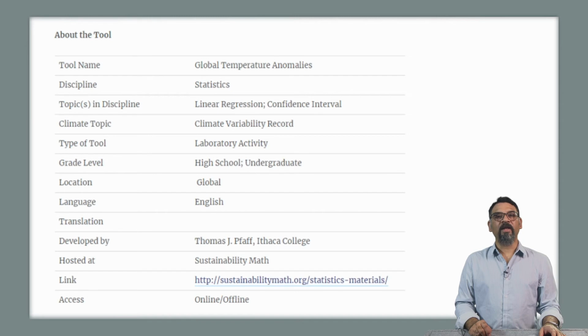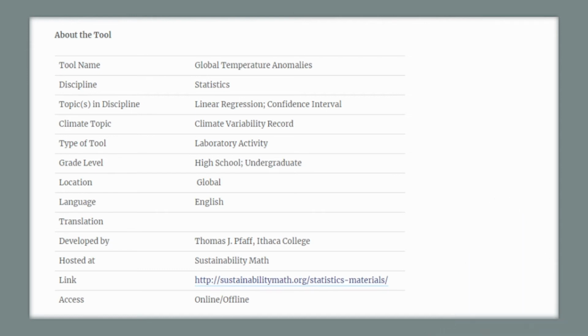Like I said, this has been developed by Thomas Pfaff and is hosted at sustainabilitymath.org, which is a wonderful resource for all math and statistics teachers. We certainly invite you to take a close look at this particular resource.